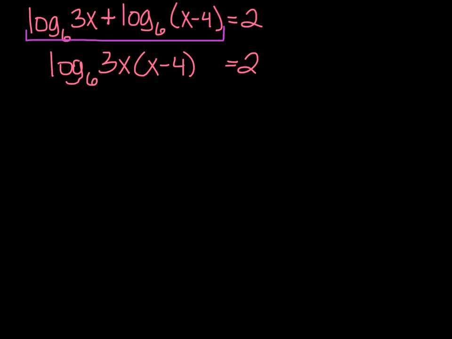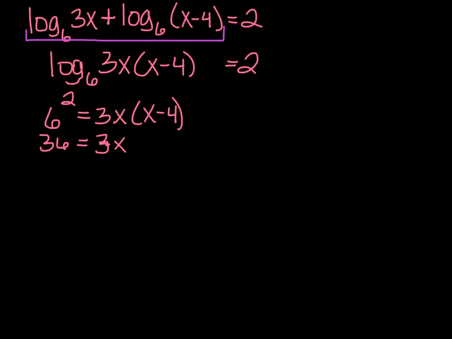Now I do have the logarithm isolated. So now I'm going to rewrite it. 6 is the base, 2 is the exponent, 3x, x minus 4 is what it equals. And so that's saying 36 equals, and I'm going to distribute the 3x so that I have 3x squared minus 12x. So now I know I've got an x squared.